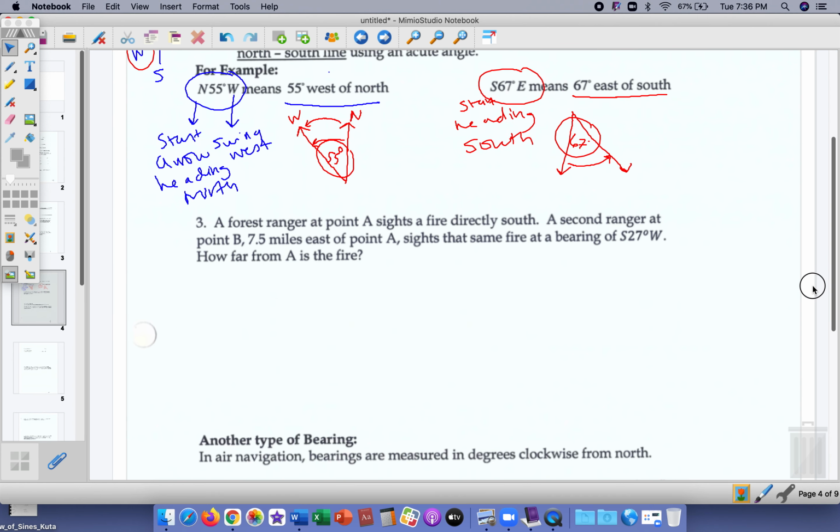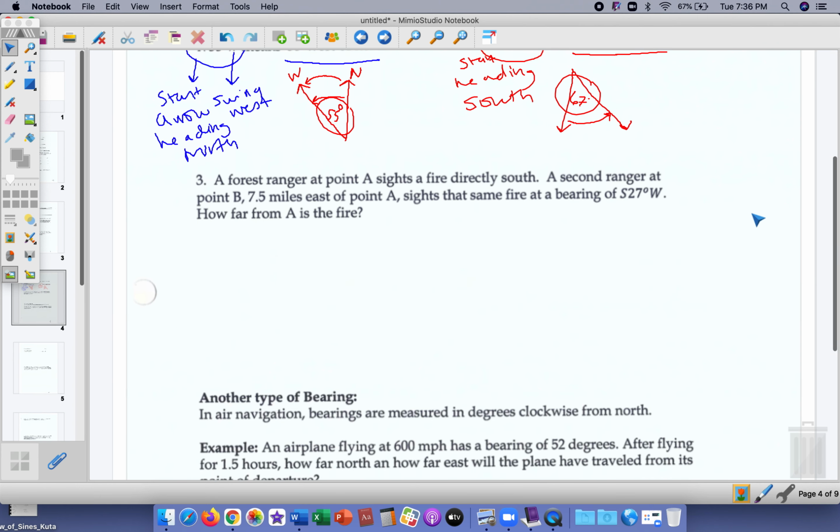Let's look at the first word problem that involves bearings. For this problem, it says a forest ranger at point A. So we'll draw a forest ranger, and we'll call this point A. Forest ranger at point A sights a fire directly south. So for directly south, we're going to do a line down this way. So there's a fire down here. So they see this fire directly south.